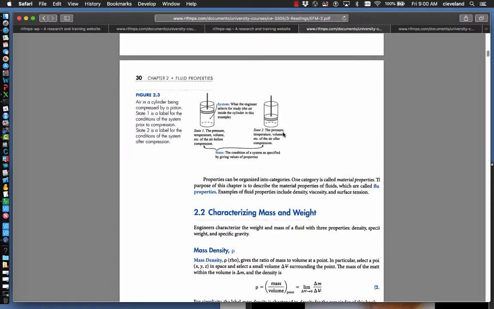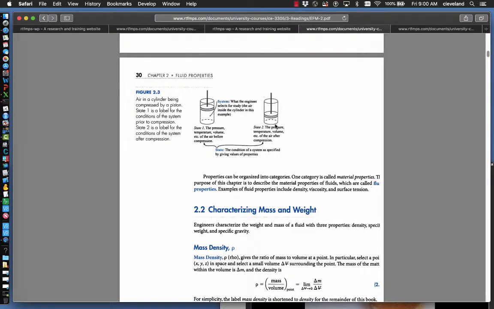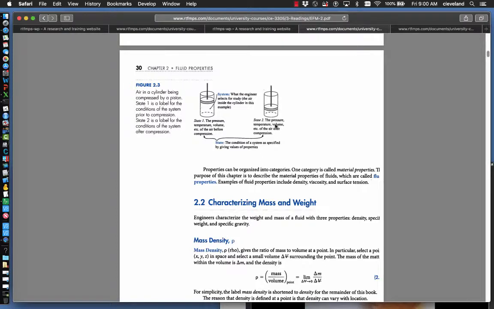One of the important equations of state that you've already had in other classes and will certainly be referred to in this one is the ideal gas law. Okay, with that in mind, let us proceed.